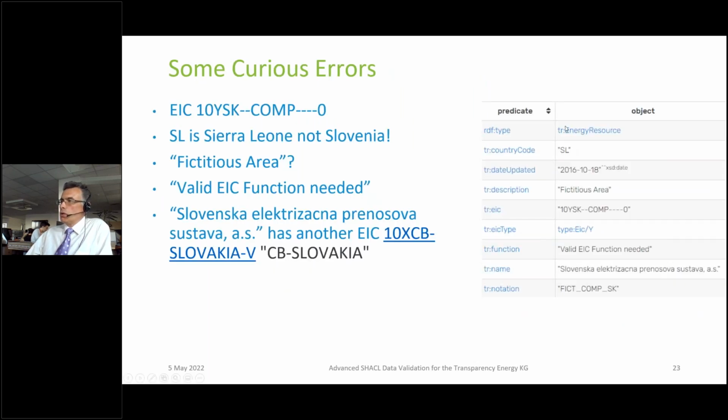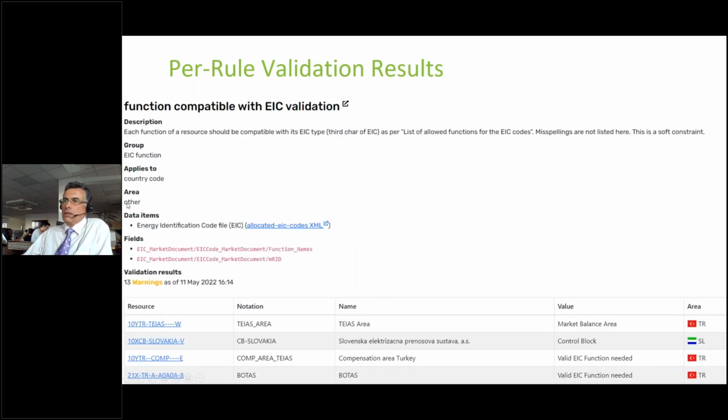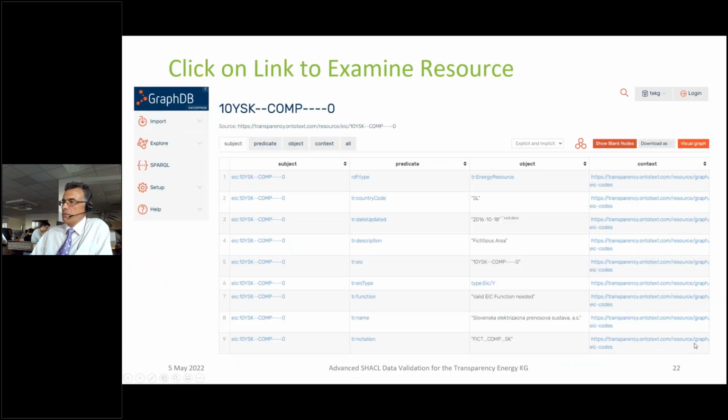Okay, so if you take a closer look, this is a Slovenian market participant, namely the electric transmission system of Slovenia. But first of all, SL is not the code for Slovenia, but for Sierra Leone. Okay, that's why we found this in the other area. And that's how I caught that. SL, what is it, Slovenska? But this is not the flag of Slovenia. Something is wrong.